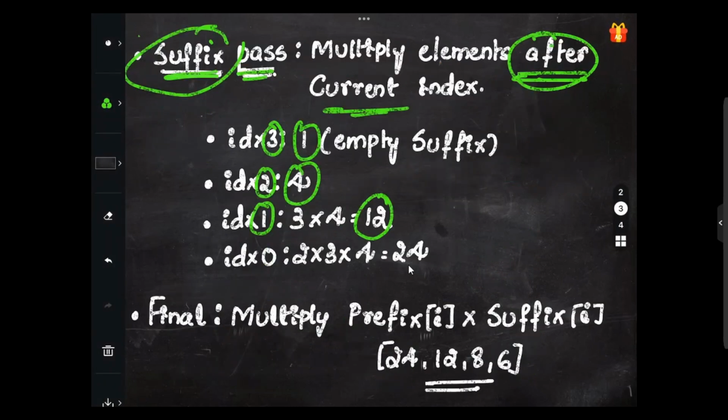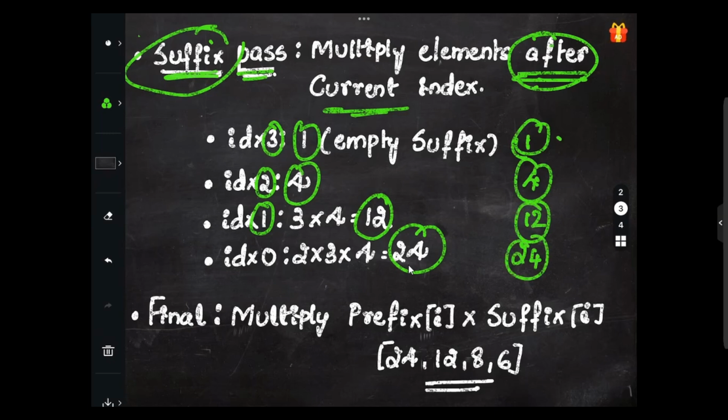Yeah, first for the index 3 it is 1, for the index 2 it is 4, for the index 1 it is 3 into 4 nothing but 12, for the index 0 we are considering three numbers, last three numbers excluding 1, this will be 24. So now we got 1, 4, 12 and 24 for the suffix pass, right? So I hope this is clear. Prefix and the suffix pass, we are just getting this one for the final multiplication, right? So this is index 3, this is index 2, this is index 1, and the final one is index 0, right? So this is fine.